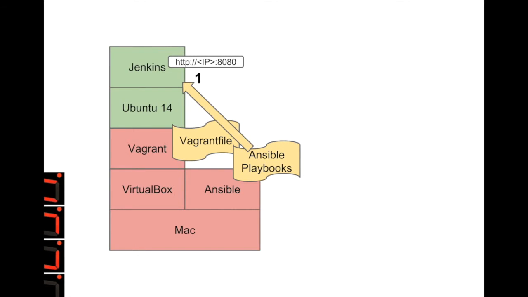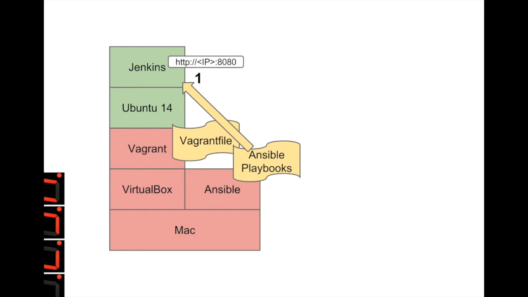After that, we'll go into creating and developing the Ansible playbook that will help us provision that Ubuntu instance and install and set up the Jenkins software on it.